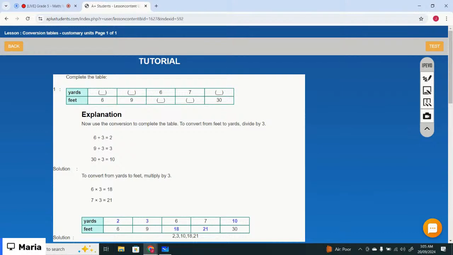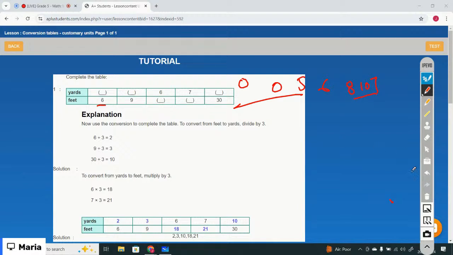Complete the table. You have to convert from feet to yards, right? And for the rest you have to convert from yards to feet. So use the conversion to complete the table. To convert from feet to yards you have to divide by 3. Here you have 6 feet, you need to convert into yards. So that is 6 divided by 3 equals 2. Then you have 9 divided by 3 equals 3. And then you have 30 feet, so 30 divided by 3 is 10.